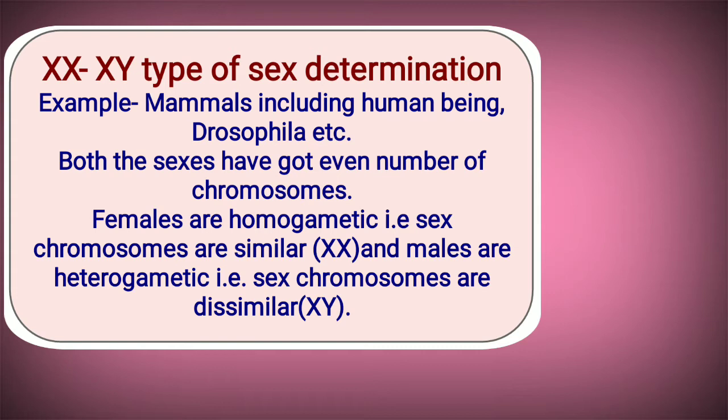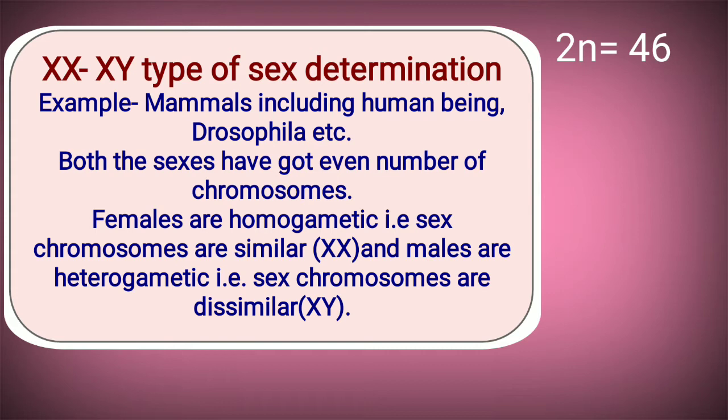Now in case of XX-XY type of sex determination, all the chromosomes have an even number. That means both the male and the female individual will have the same number of chromosomes. That is why it is said that both the sexes have an even number of chromosomes. Let's take the example of human beings here. Human beings have a total of 46 chromosomes. This 46 is the same for the males as well as for the females.